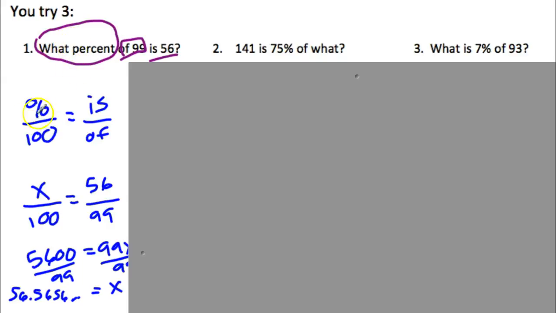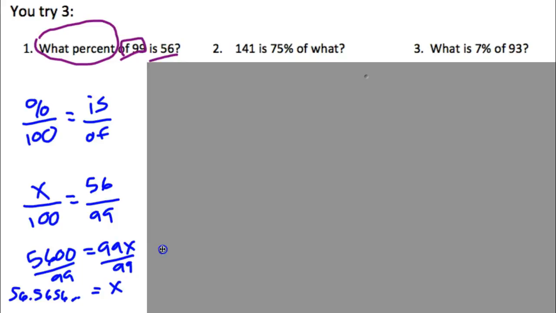What percent? So I have the percent right there. That is x because I don't know. It says what percent? I don't know. The 100 stays the same. 56, right? The is 56. The of is 99. If you think about this, 99 is pretty close to 100. So what percent of 100 is 56? Well, 99 is close to 100, so my answer should be close to 56.